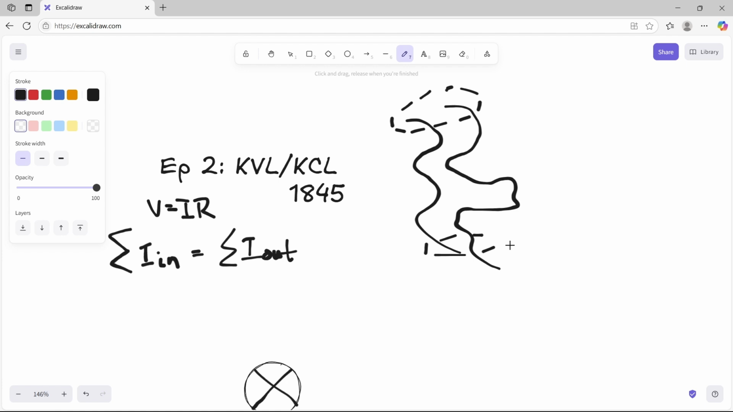Now, when we start talking about other devices like capacitors and inductors, and we start talking about active devices like diodes and transistors, these statements and these laws become a little more vague and ambiguous, but they always hold true.